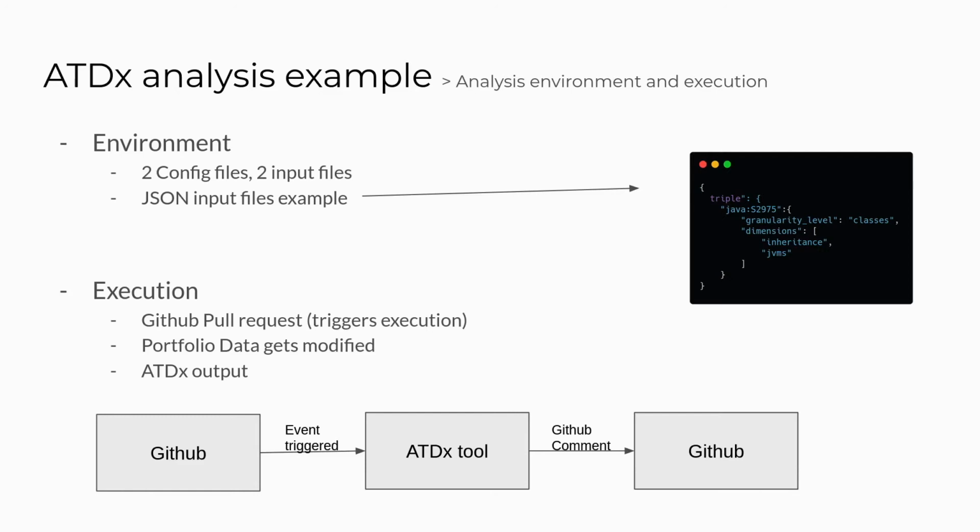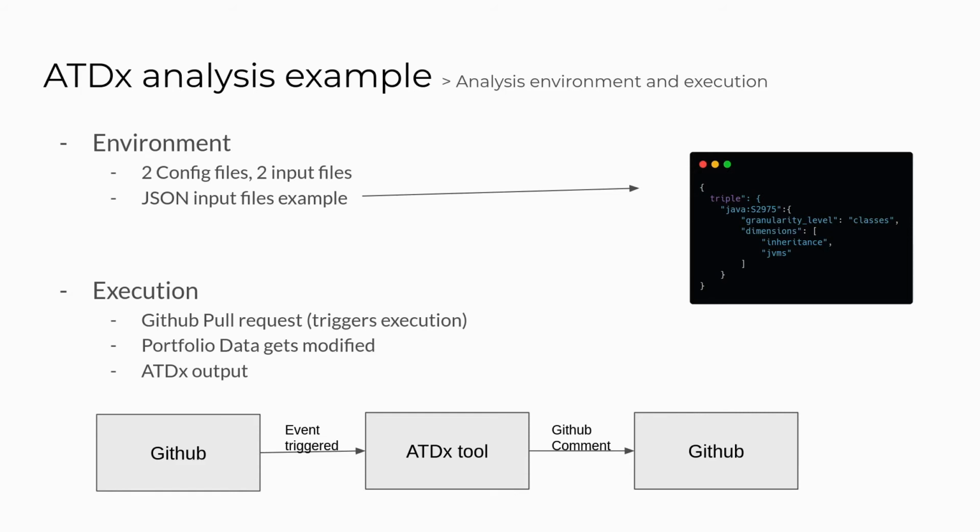Here is an example of the triple, which is one of the input files. We can see that the Java 2975 rule is associated to the granularity level classes and two different dimensions called inheritance and GVMS. This piece of information is used by the ATDx core to process the raw input contained in the ATDx data file.